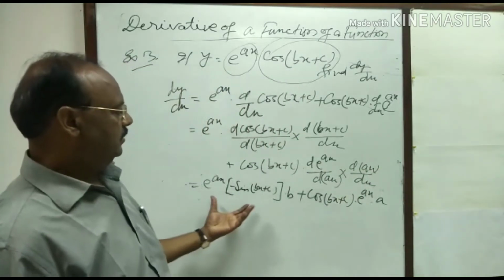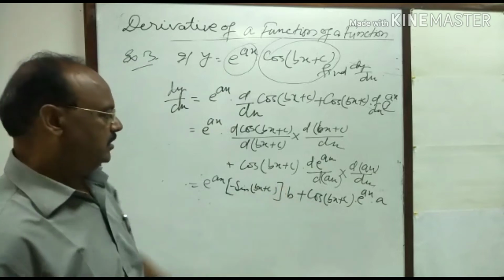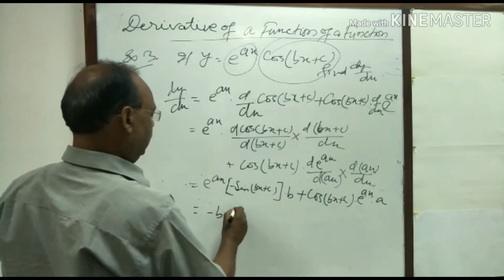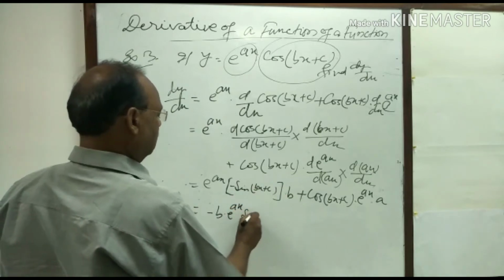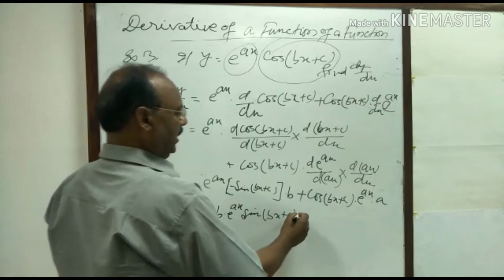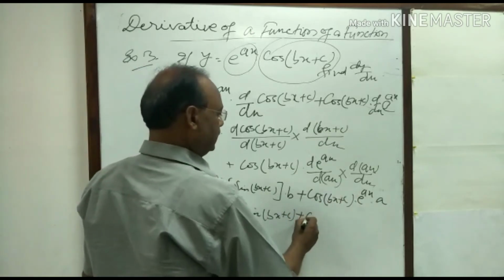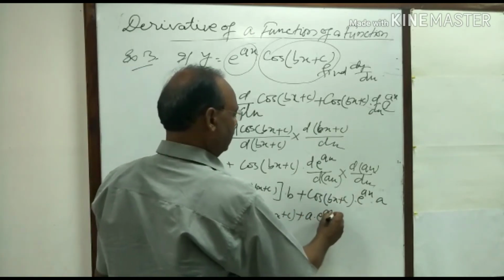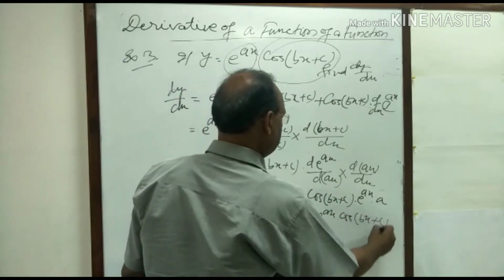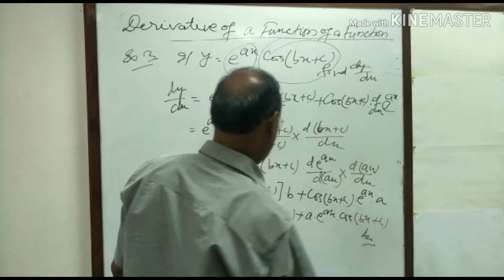Now after simplification we will get the result. So this is equal to minus b e to the power ax sine of (bx plus c), and plus, we can write a into e to the power ax into cos of (bx plus c). This is the answer.